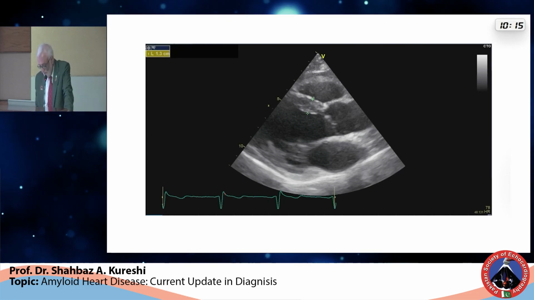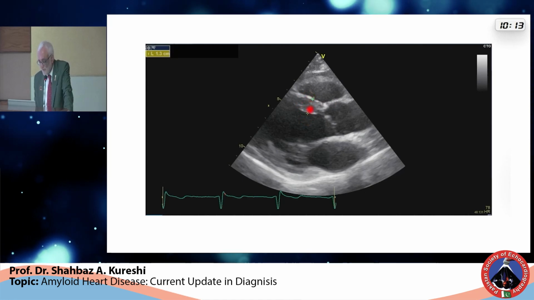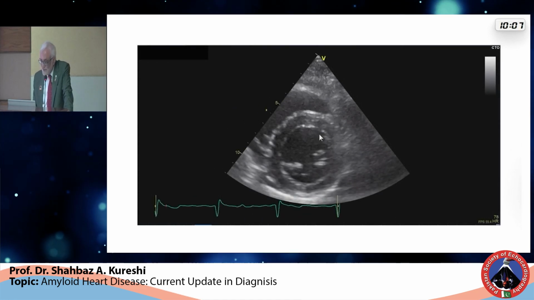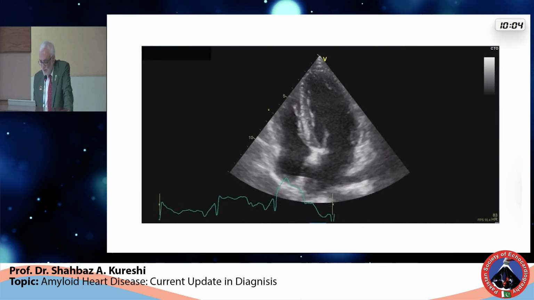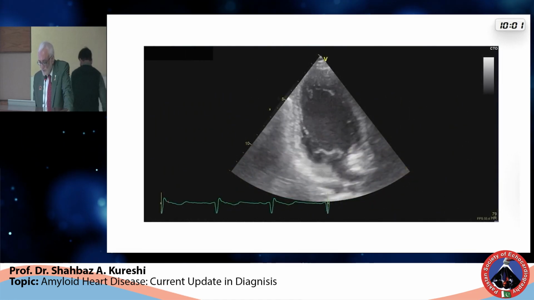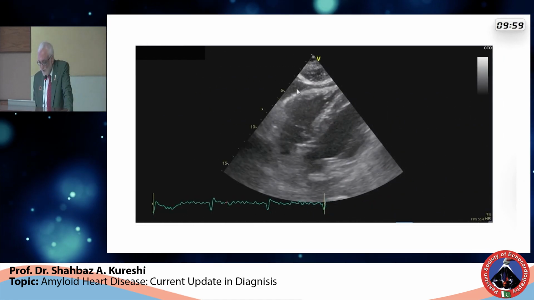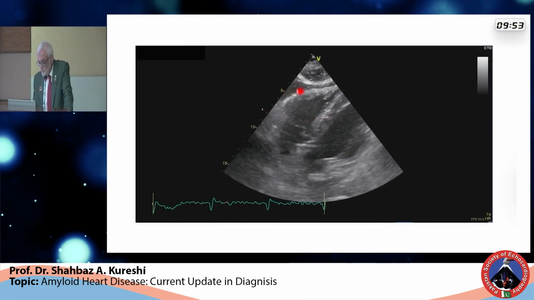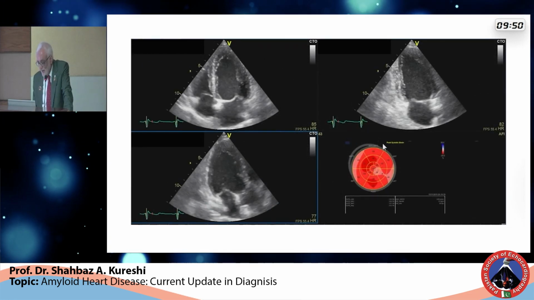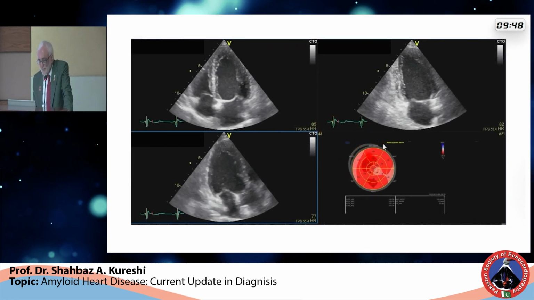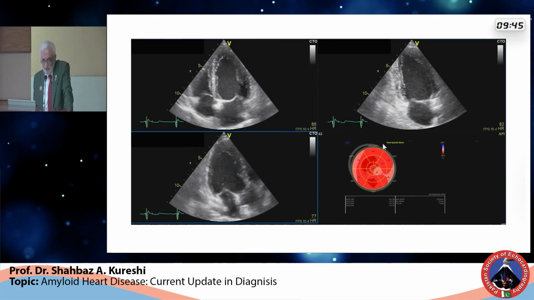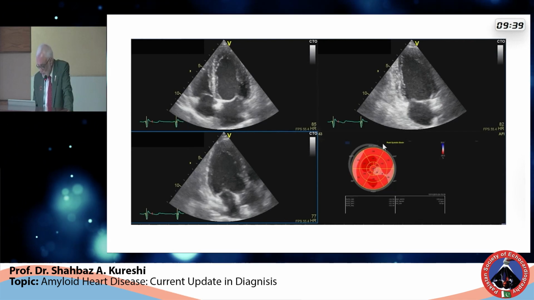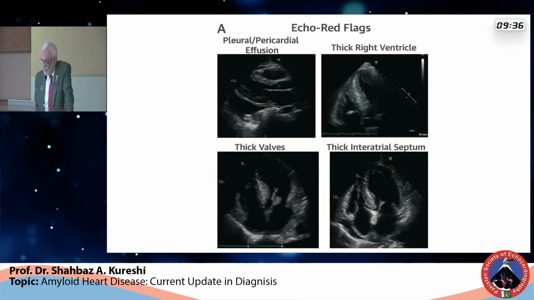This is a case where you can see a mildly thickened interventricular septum, and it is not a classical example of amyloidosis. However, this patient turned out to have it in the end. One of the clues was the pericardial effusion, which was present here. And when you look at the bullseye appearance, you will not find the typical apical sparing that you see in these patients with amyloidosis. So what are the echo red flags here?